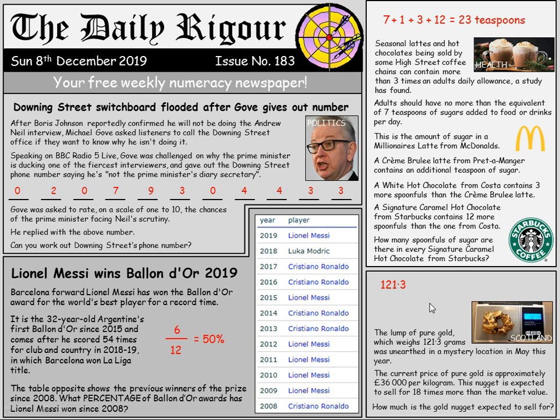Well, we've got 121.3 grams, and if the price is per kilogram, we need to change this into kilograms first of all. We do that by dividing by 1,000. So this is going to be the weight in kilograms, and we're going to multiply that by the cost per kilogram, which is 36,000, and that's how much it would sell if it was just normal gold instead of this super duper old gold found in the ground. So we're going to multiply by 18 because it's expected to sell for 18 times more than that market value. So it's expected to fetch approximately £78,602.40. Not bad for something that was dug up in the ground.